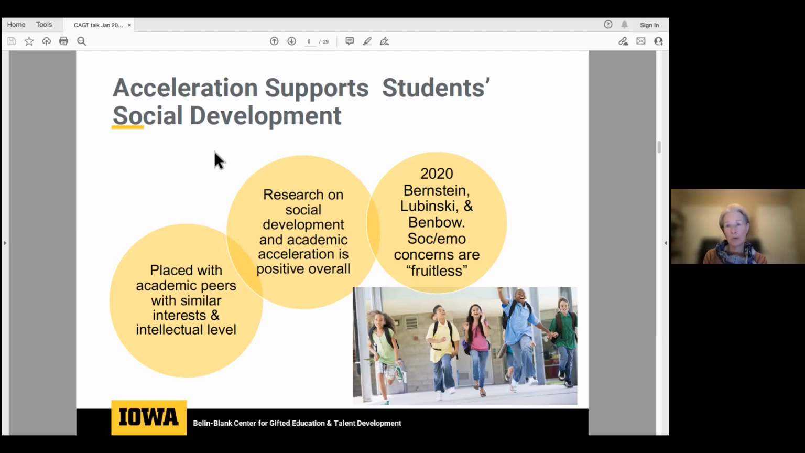And a really important publication by Bernstein, Lubinsky, and Benbow, who have been doing research in the area of academic acceleration for nearly 50 years, has demonstrated that the social emotional concerns that people talk about are basically just fruitless. We don't need to worry about that. Now, that doesn't mean that we can't take them into consideration, and there are certainly some things that need to be considered when it comes to the transition from the current grade into the accelerated grade. So that is not what I'm saying, but I am saying that we don't need to just categorically dismiss this as an option because we think that there will be issues. And I'll talk about that towards the end when I share with you another letter.